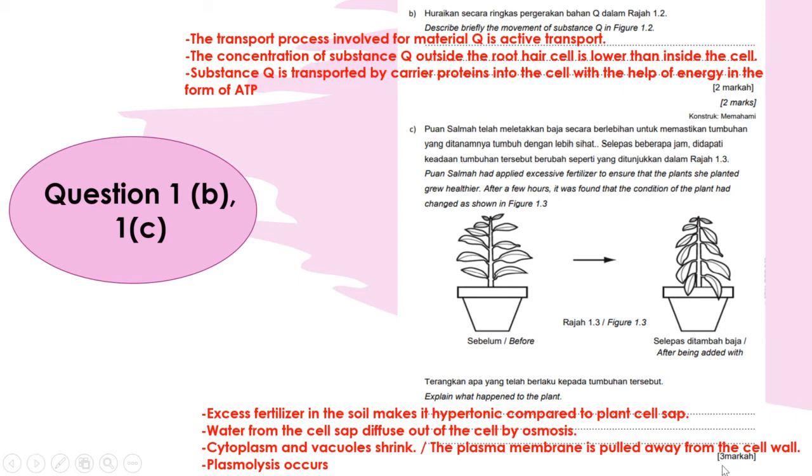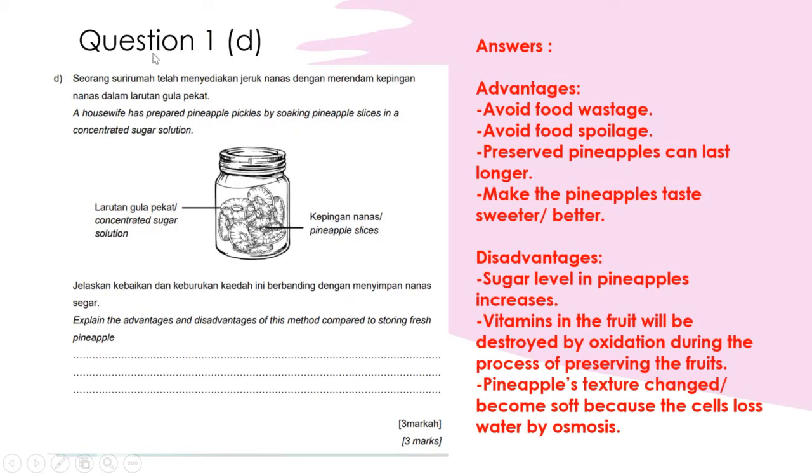The mark allocated here is 3 marks. You can choose either point here, so you will get the full mark. Now let's go to question 1D. A housewife has prepared pineapple pickles by soaking pineapple slices in a concentrated sugar solution. Explain the advantages and disadvantages of this method compared to storing fresh pineapple.